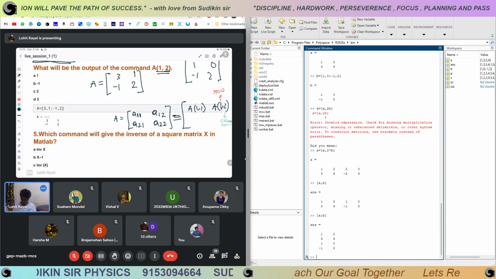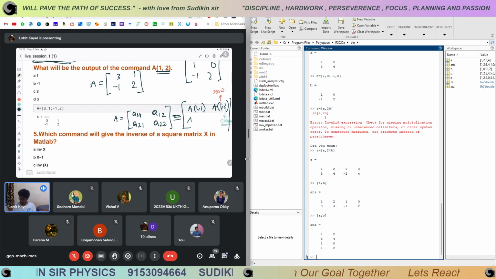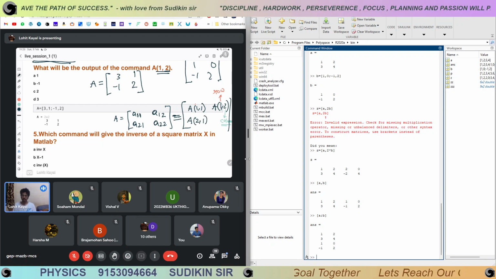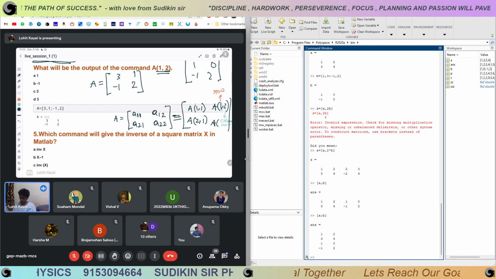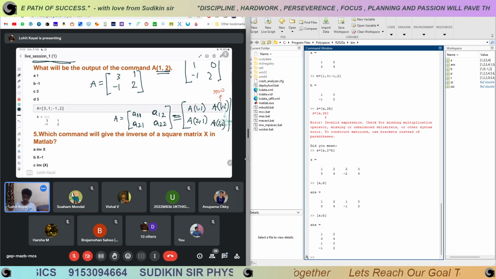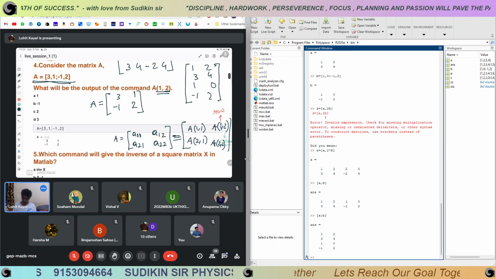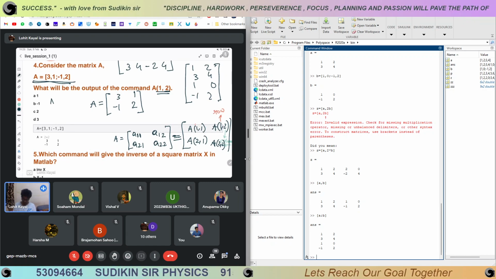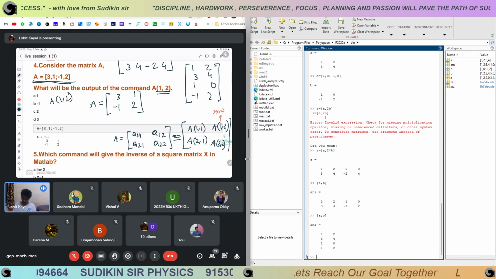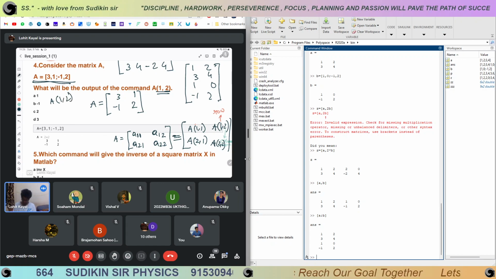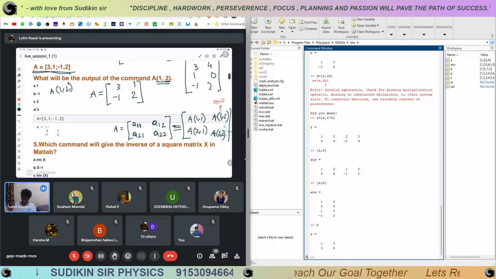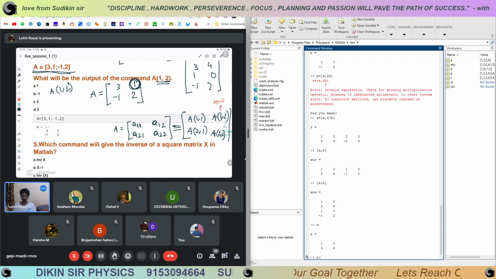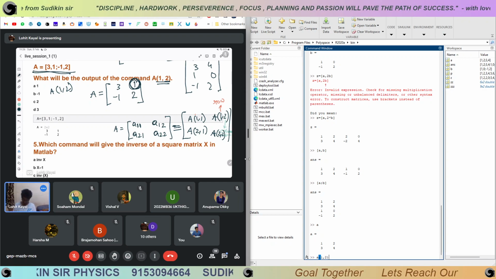This element will be A(2,1), that means it is the second row and first column, and this is A(2,2), second row, second column. Now the question is, what will be the output of the command A(1,2)? A(1,2) means first row, second column, that means this one. So this one will be the answer. I think this is clear.